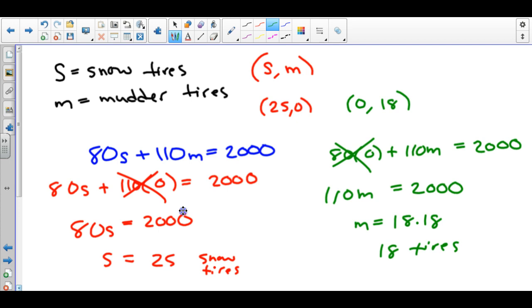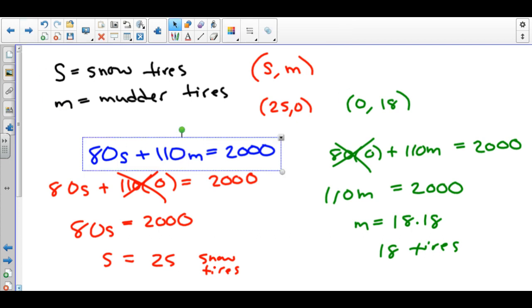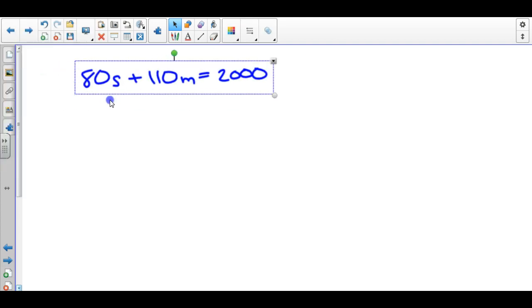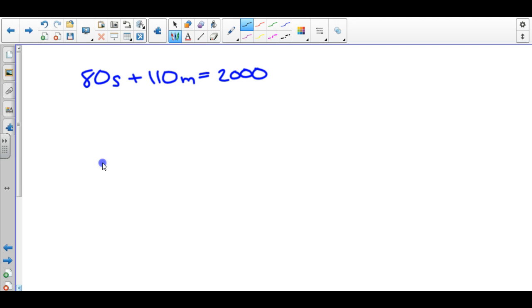And then the last part of this says the family purchased 5 Snow Fighter tires, what is the most mudders that they could purchase? So I'm going to take our equation. I'm actually just going to copy this. I'm going to go on to the next slide, and I'm going to paste my equation. Okay, so this is our equation we used. And I'm going to pose this question again in case you don't have the sheet in front of you. It said the family purchased 5 Snow Fighter tires. What is the most mudders that they could purchase? So hopefully you're thinking to substitute the 5 tires in here. That's how many they bought. So 80 times 5 plus 110M equals 2,000.